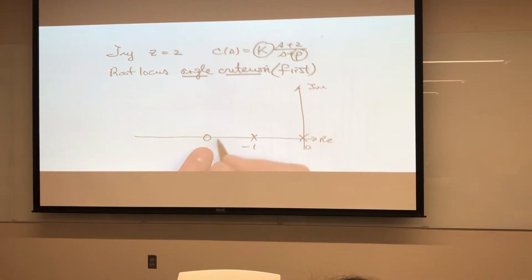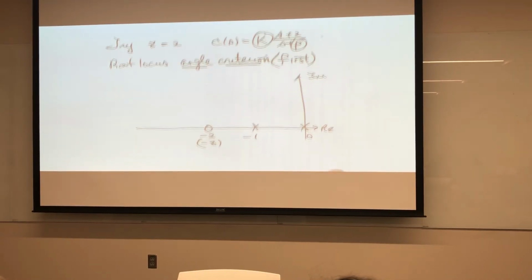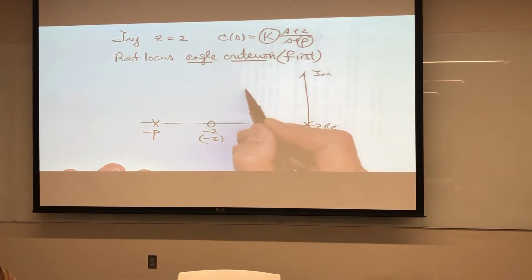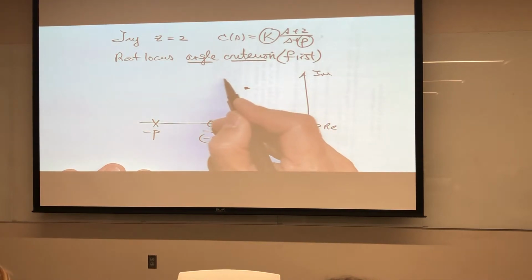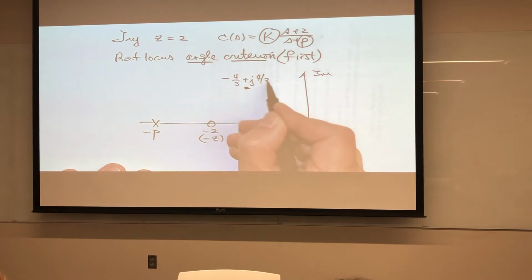This is now chosen. We chose it to be negative 2. This is negative z. It's negative 2, okay? And we don't know what p is. It's an unknown out here. We're hoping that the root locus will go through this point right here: negative 4/3 plus j 4/3.